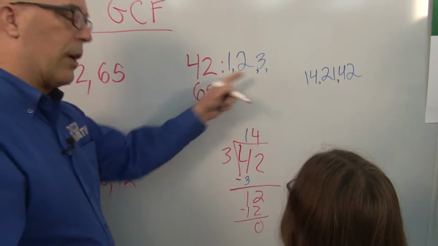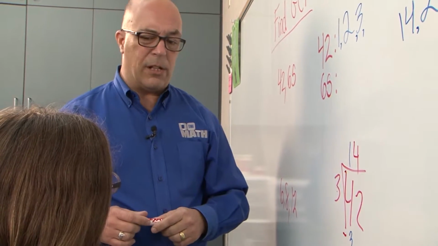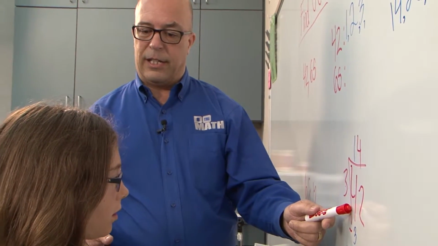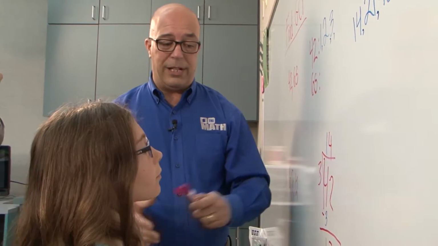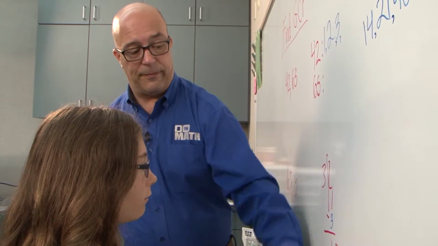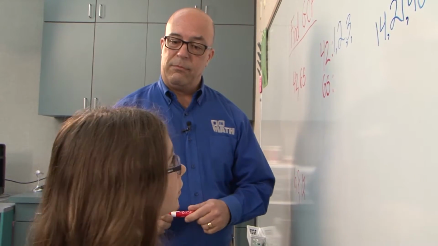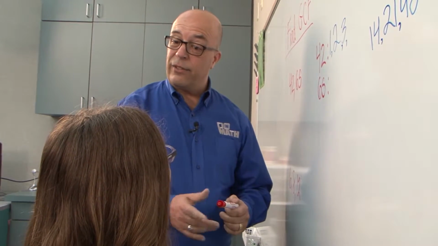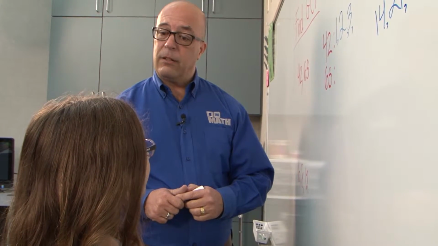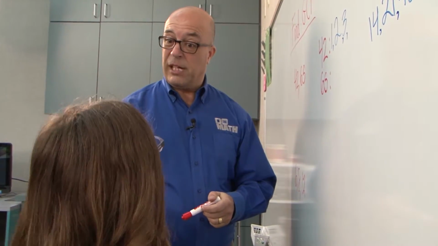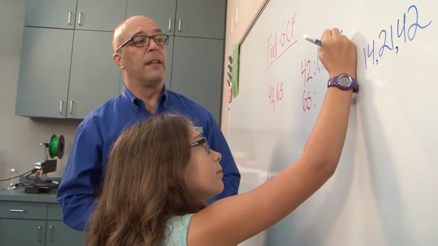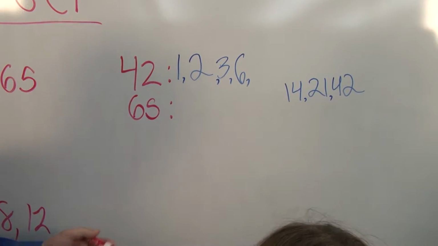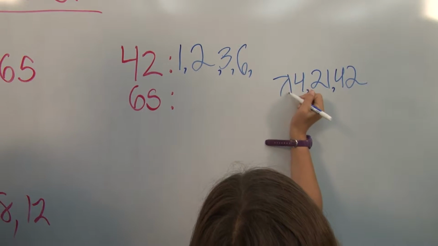So what about 4? 4 doesn't go in, because 4 times 10 would be 40, and then 4 times 11 would be 44, so it's not going to go in there evenly. So what about 5? 5 doesn't. How do you know? Well, 5 would have to go into a number if it ends in a 5 or 0. So it doesn't. What about 6? 6 times what would be 42, do you know? 7. Okay, so let's put 6 up there, and then put your comma, and it's 6 times 7. So let's put the 7 on that side, and put a comma.